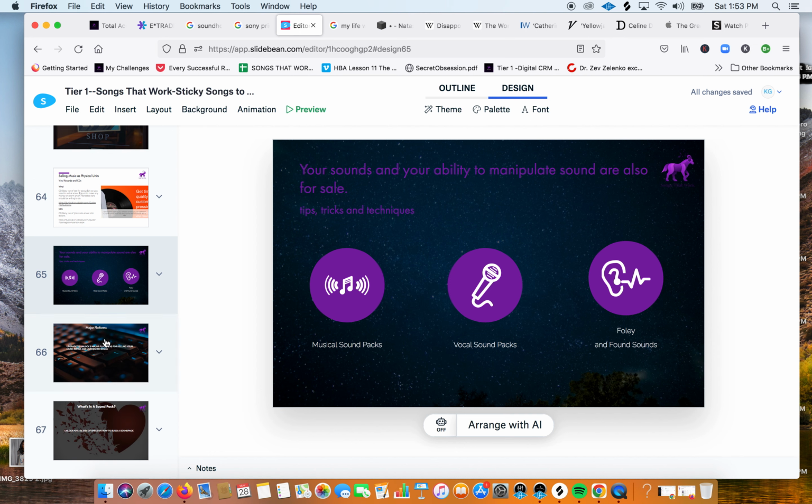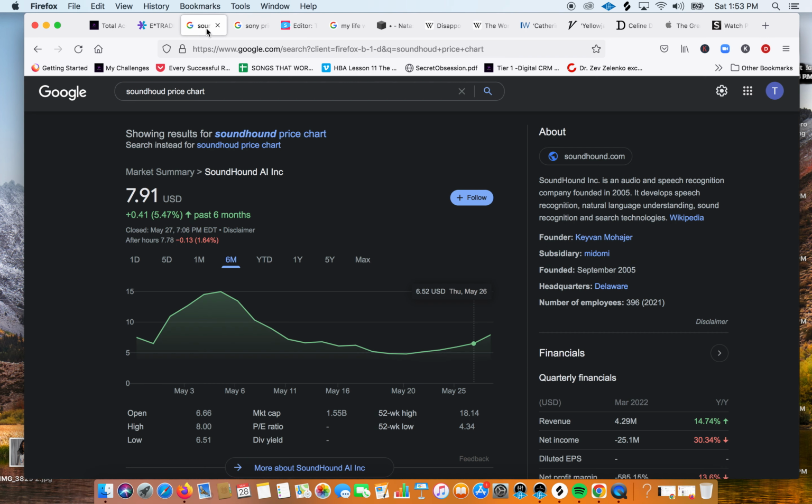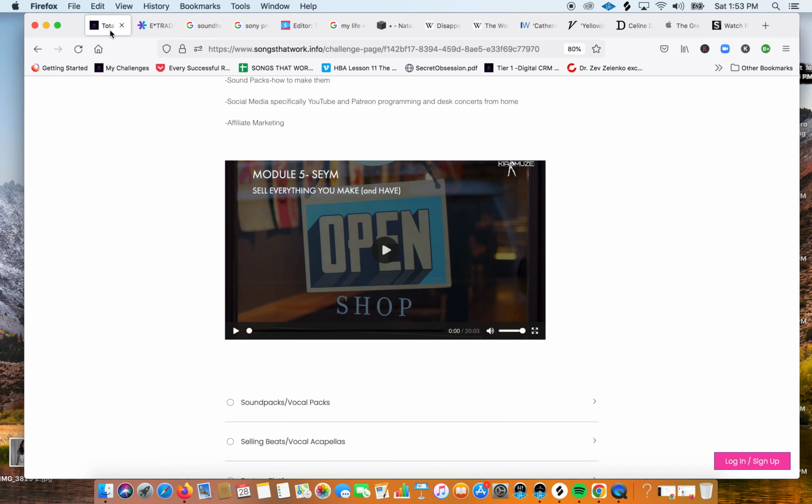And then in the slides, we break down what is a sound pack? How many sounds are in it? How do you make the art for it? How do you cut up these sounds? How do I stem it out? So all of that we break down for you step by step. So if you're interested in that, you have to be on the full version of Songs at Work, and it's going to pay back in dividends.